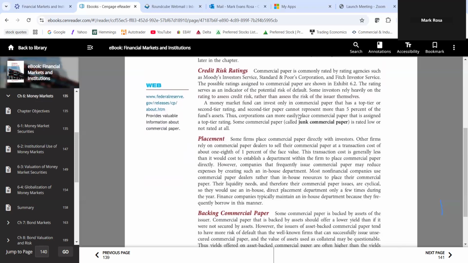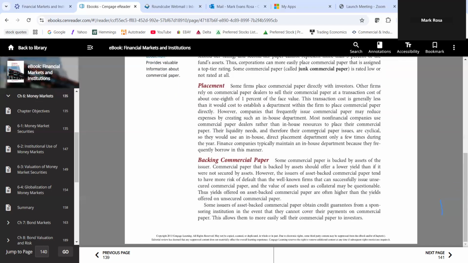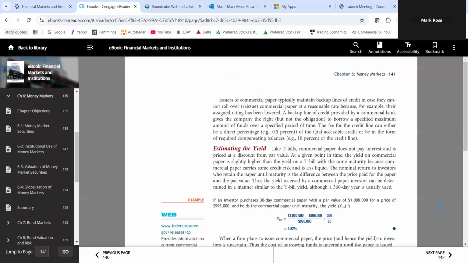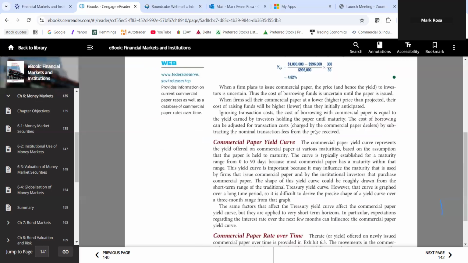So you see in here, using bond market language, it's called junk commercial paper. Okay, so that's low quality commercial paper written by other institutions. All right, estimating yield, not to worry about that.